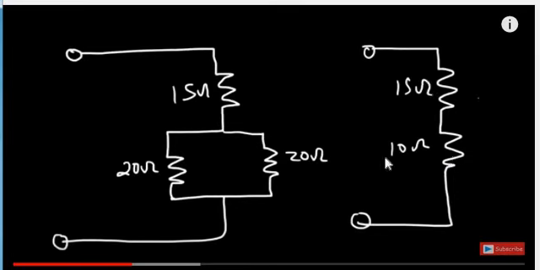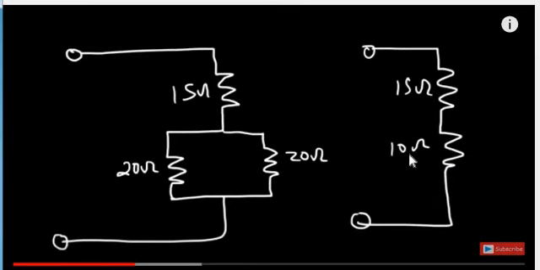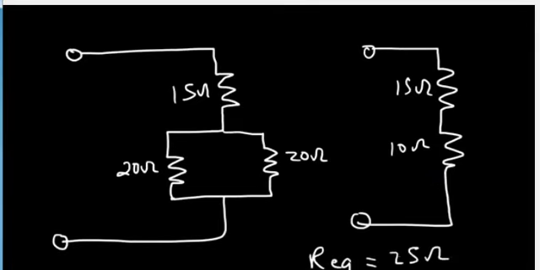How much will it be? Two resistances of the same value, so the equivalent resistance will be half of that. So it is 10, and 15 ohm as it is. Now you can see these two resistances are in series. Therefore R equivalent is equal to the addition of both resistances. 15 plus 10 is 25 ohms.